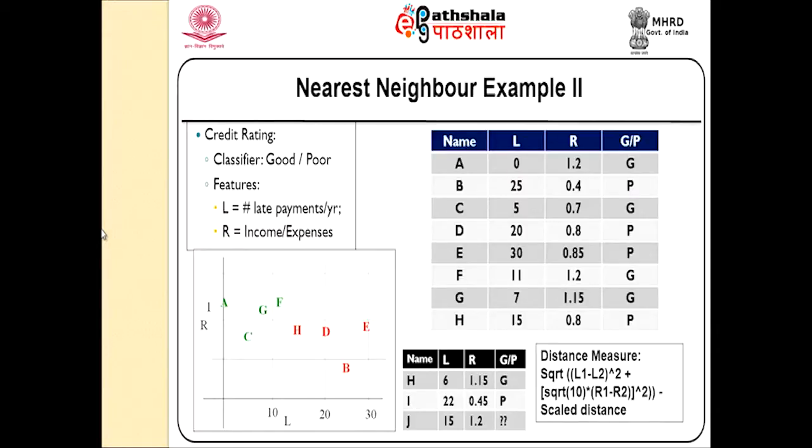Now, what we are trying to do is find the distance between any 2 points. So, H is given and you want to find out whether I is nearest to H or J is nearest to H. For that, you take both the parameters and find the square root of the scaled distance. This is how it is done, and you will find out which one it is nearer to, and accordingly you will classify it.